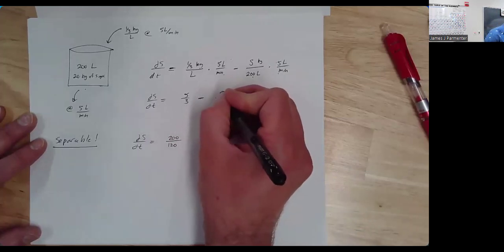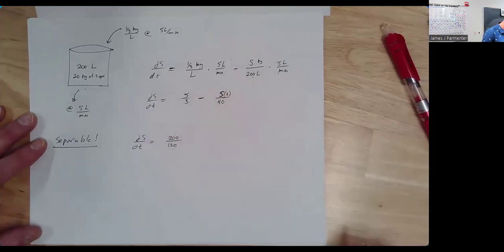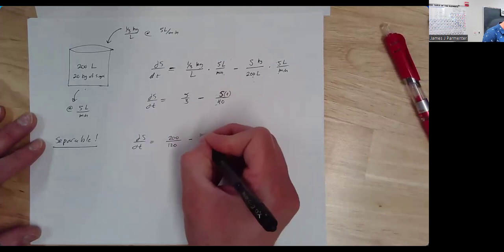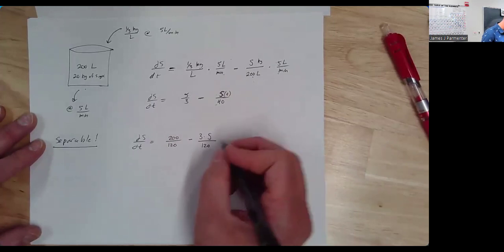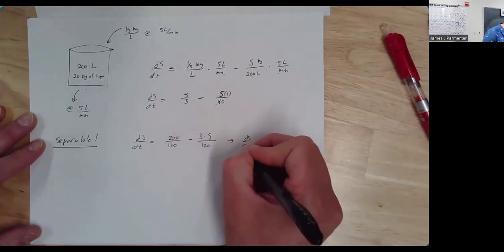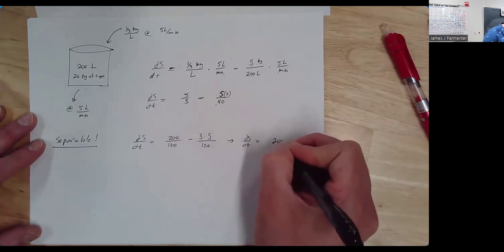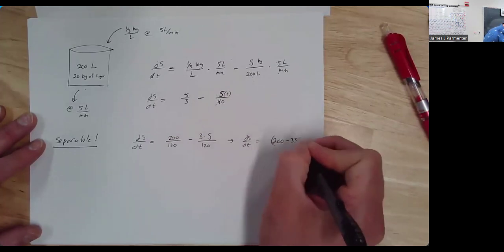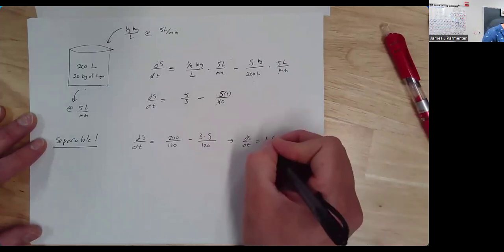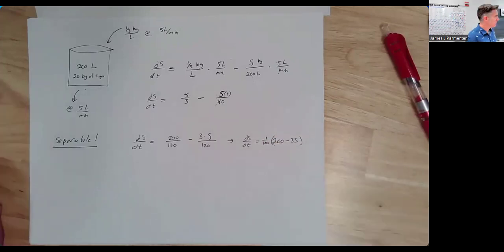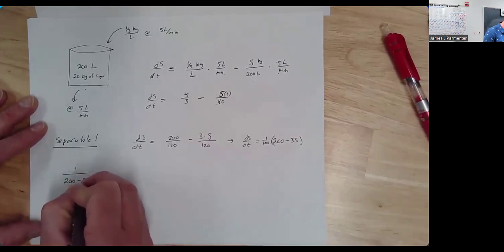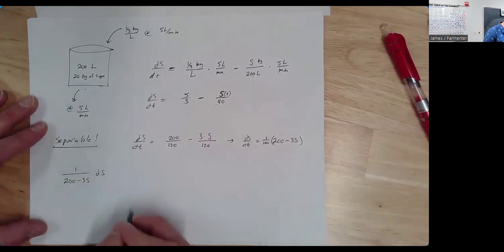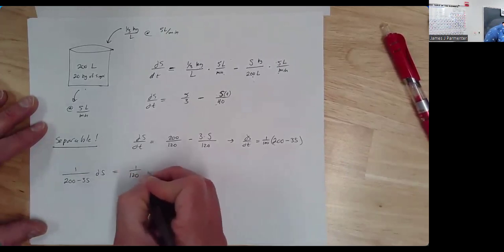That's an S. It might be good to write S of t if you're concerned. Multiply this by 3 over 3 and get 3 times S over 120, which we're then going to write as dS/dt equals 200 minus 3S, and instead of saying divided by 120, let's say times 1 over 120. Now it's a little less terrible to divide both sides by 200 minus 3S. So we're going to say that 1 over 200 minus 3S dS is equal to 1 over 120 dt.